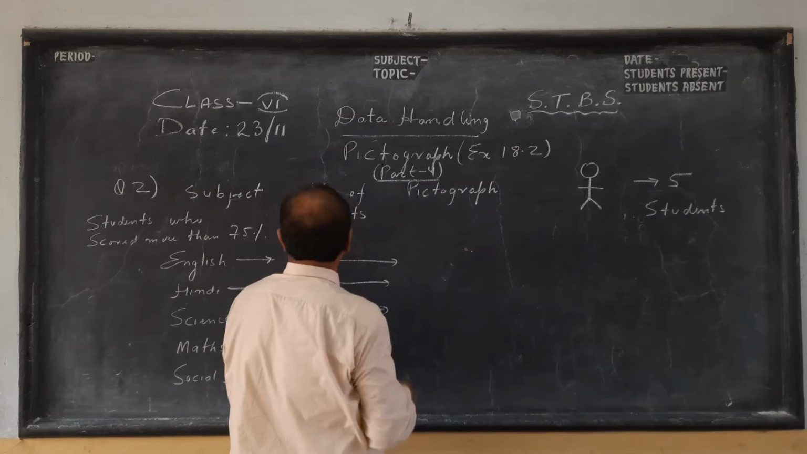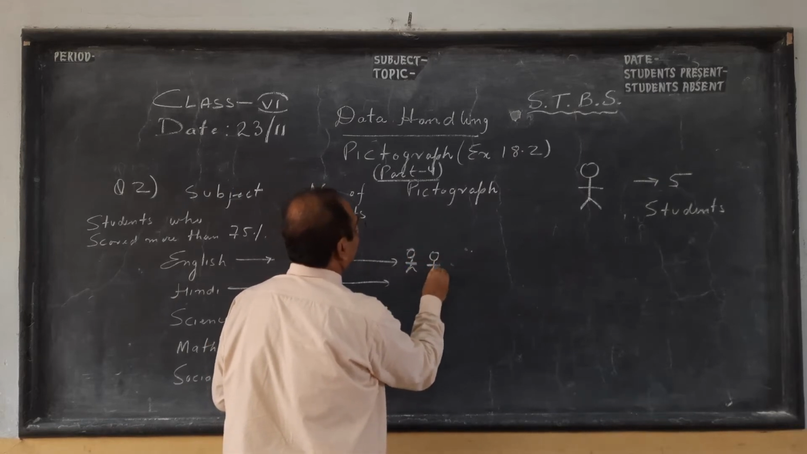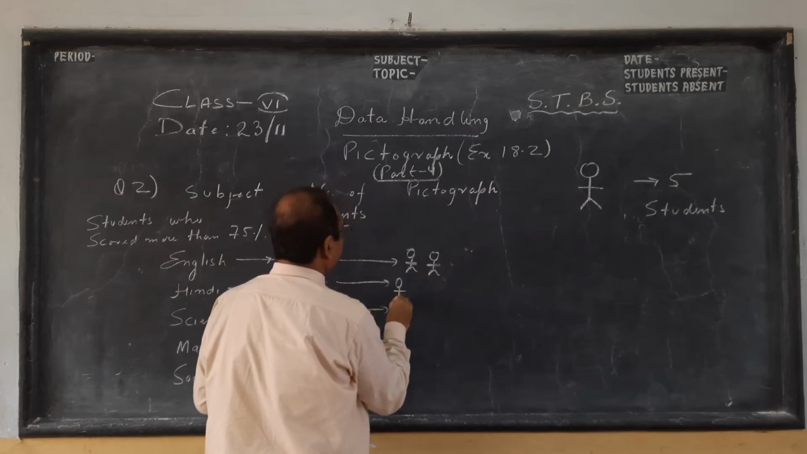So a little above I'll do, because 10 is 5 plus 5. So remember, children, 1 represents 5.